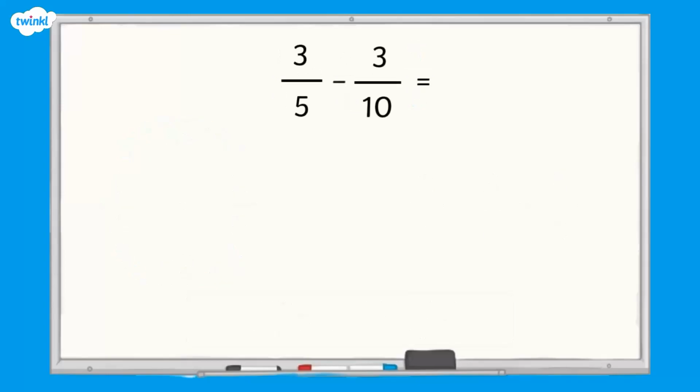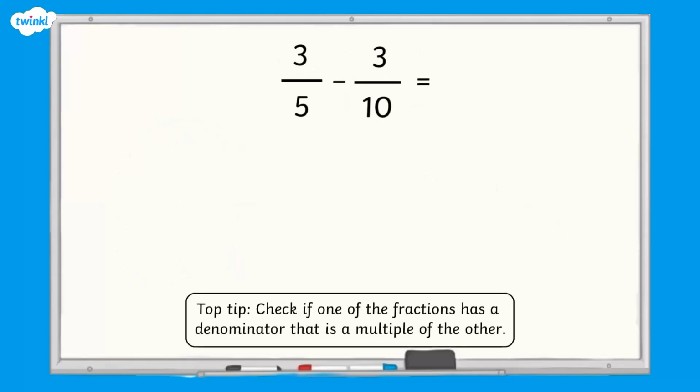Now let's look at a subtraction calculation. Is one of the denominators a multiple of the other? 10 is a multiple of 5. If we find the equivalent 10th fraction of 3/5, we will have a calculation with a common denominator. If we want the denominator to be 10, we need to multiply 5 by 2. Because we have multiplied the denominator by 2, we need to multiply the numerator by 2.